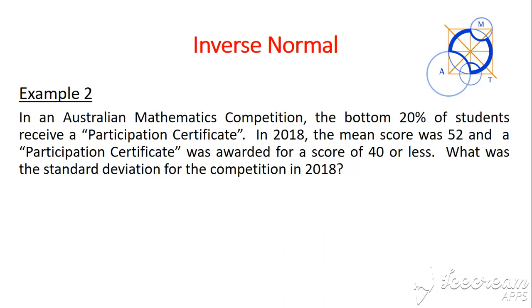All right, let's move on to example 2. In an Australian maths competition, the bottom 20% of students received a participation certificate. In the 2018 competition, the mean score was again 52 and a participation certificate was given out for anybody who scored 40 or less. So we're going to work out what the standard deviation for the 2018 competition was.